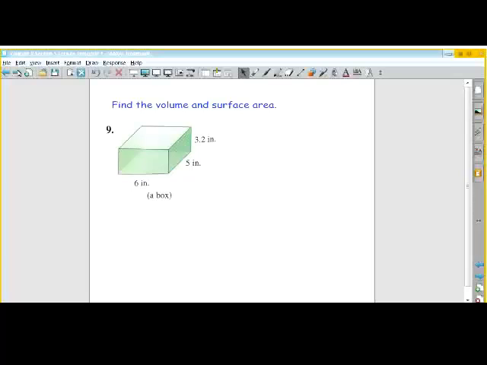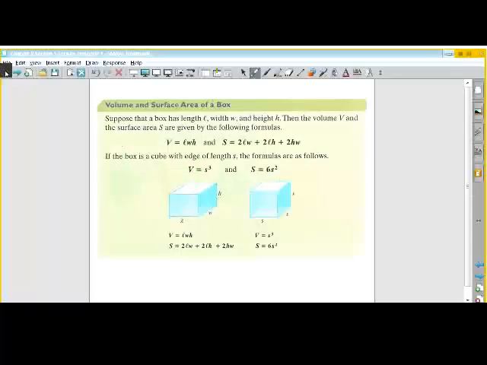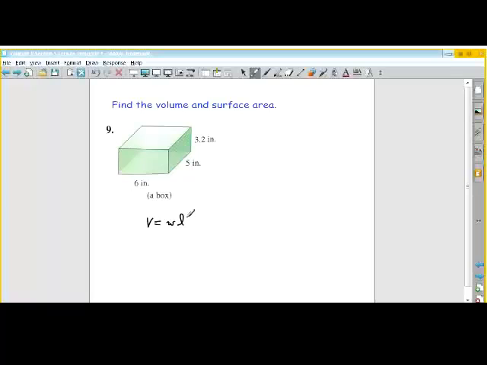So those are the equations for the volume and surface area of a box. So you've got some problems here. You just plug the numbers into the formulas. So let's go ahead and do that. The volume is going to be the width times the length times the height. Yep, I figured that's what it was: width times length times height.